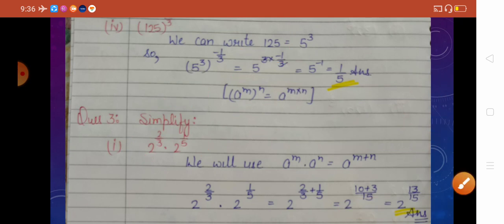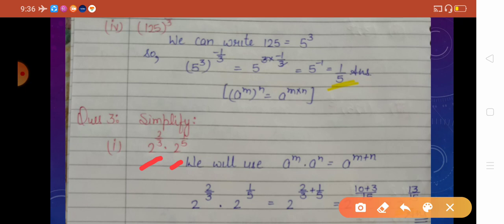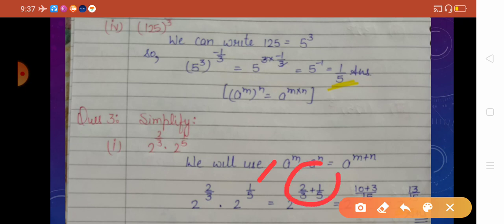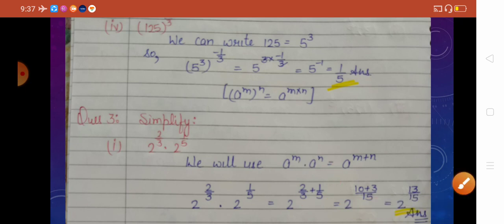2 raised to power 2 by 3, 2 raised to power 1 by 5. As here base is same but the powers are different, so whenever the base is same and the powers are multiplied, we will add the two powers. We will use this law of exponent: a raised to power m multiply a raised to power n is equal to a raised to power m plus n. So what will we do? 2 raised to power 2 by 3 into 2 raised to power 1 by 5. We will add both these powers and we will get 2 raised to power 13 by 15.